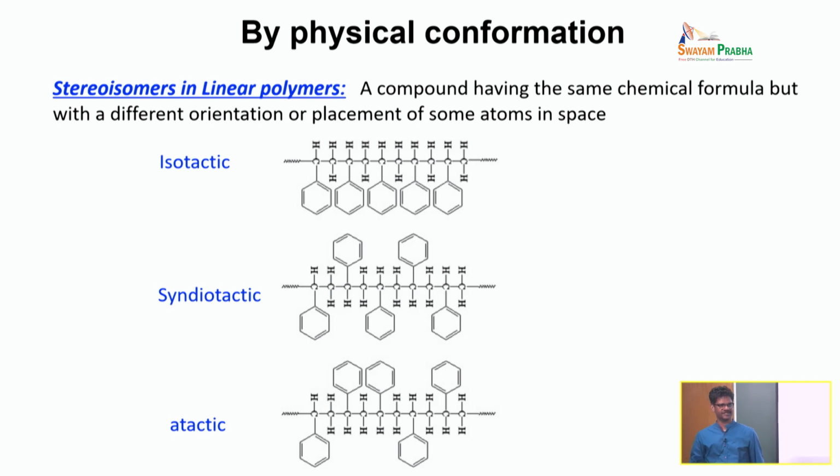So I was saying that we got this linear polymer, and the linear polymer can also have these different stereoisomers, and they affect its crystallinity, packing, density, mechanical properties, biodegradability, and so on. And we say that stereoisomers are nothing but compounds having the same chemical formula, but with a different orientation or placement or topology of the side groups. That's the context, right?